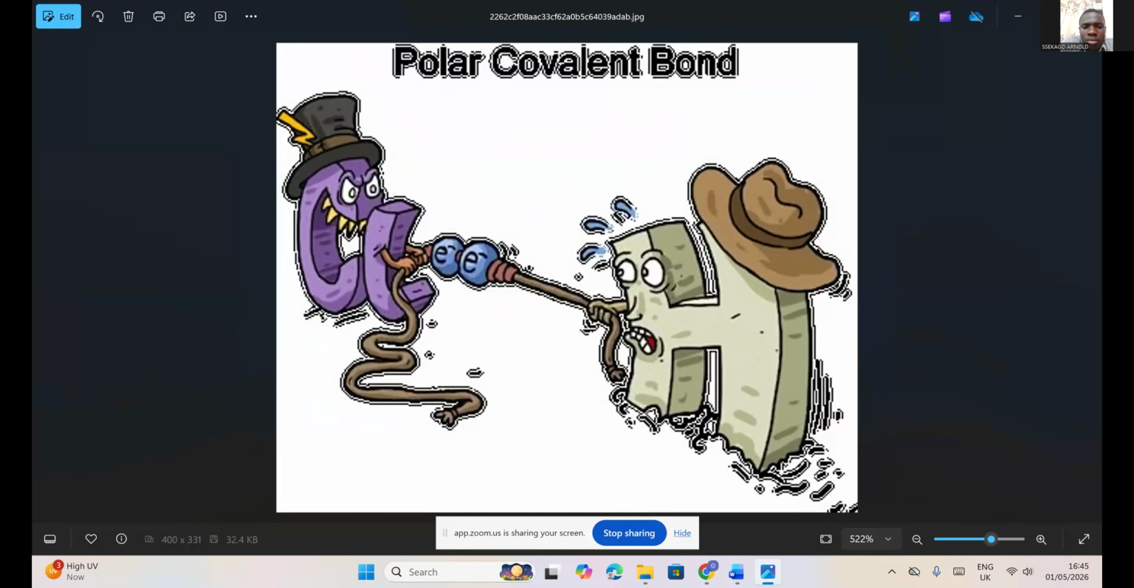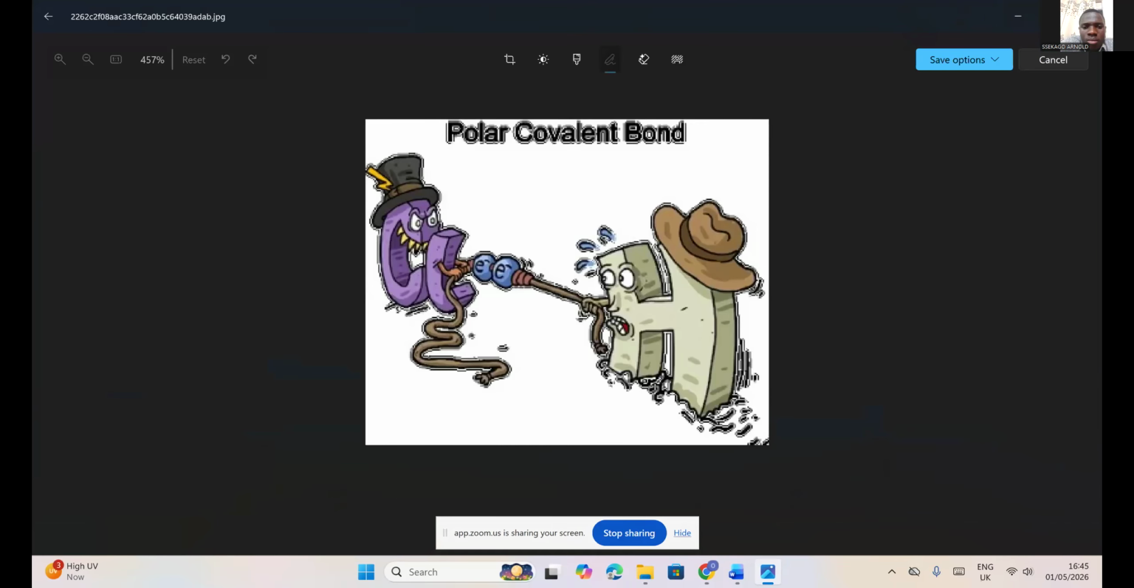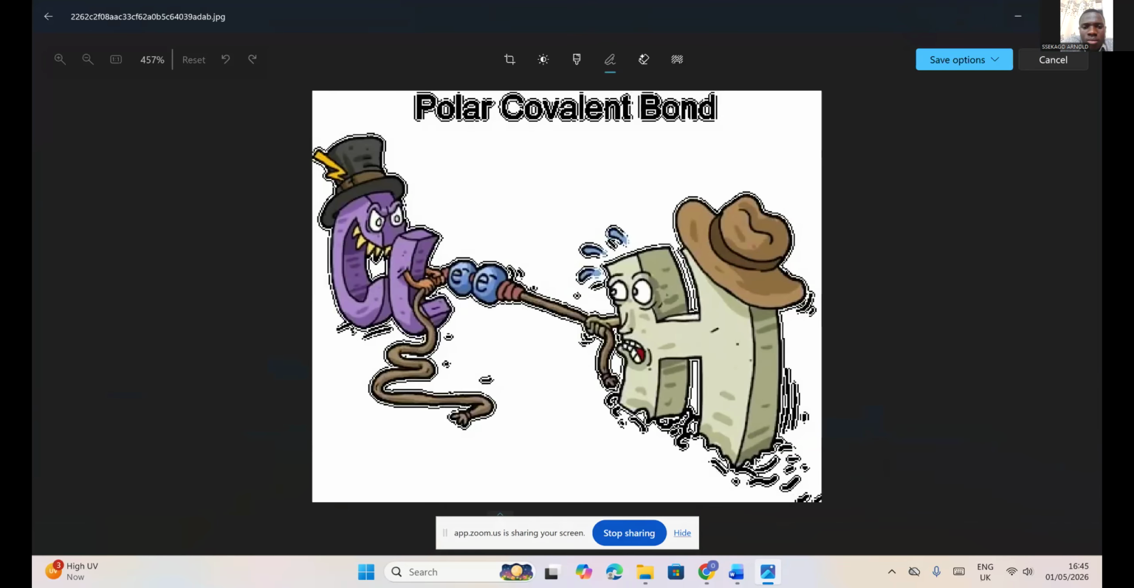I am not good in colors. What is the color of this thing? Or purple thing? This color here. You see? Cl is this side. Then we have a rope there and the H.